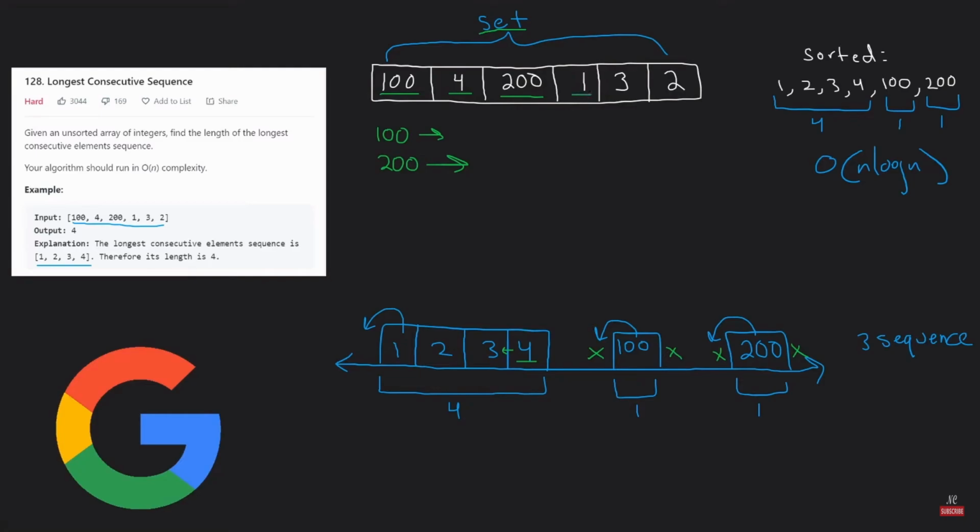Is 1 the start of a sequence? In our picture, we can tell 1 does not have a left neighbor, so it is the start of a sequence. Now let's check if 2 exists in our set. It does, so we can make this sequence a little bit longer.